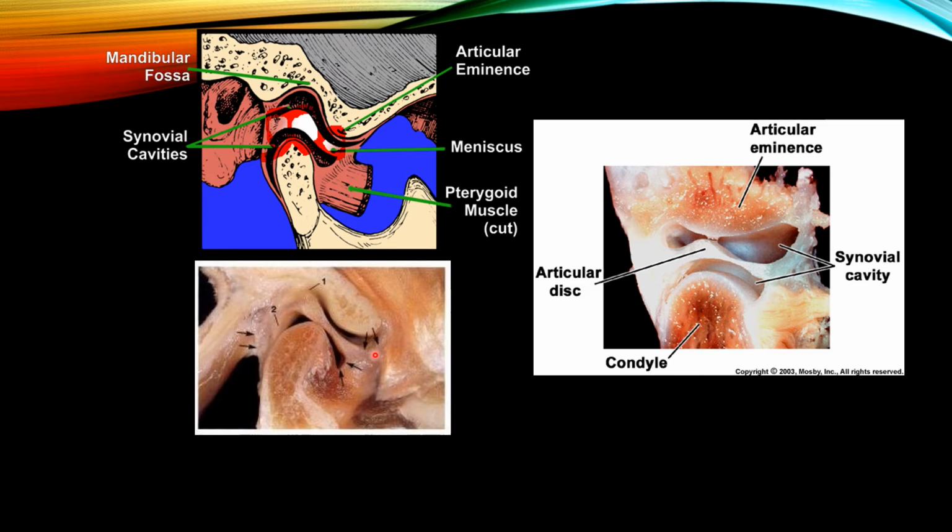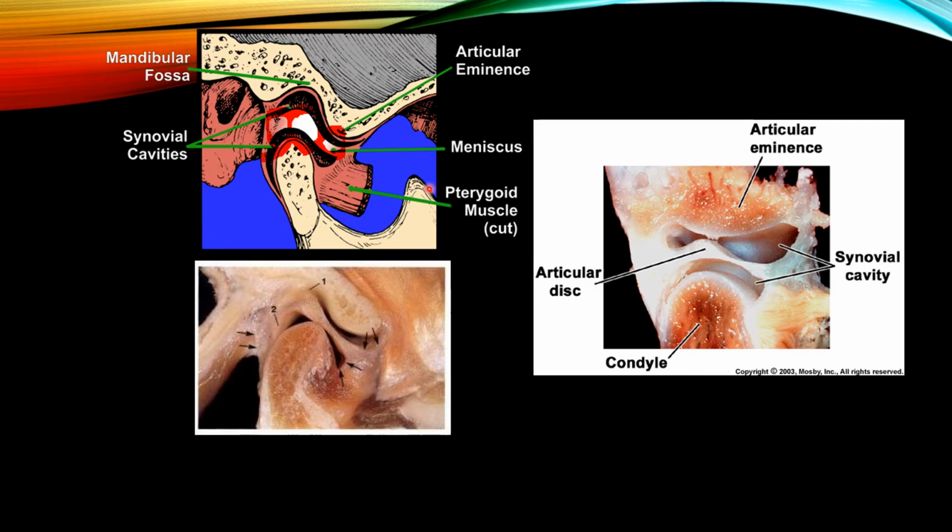And for functional purposes, we have divided it into three parts: the anterior part, the intermediate part, and the posterior part. The thickest part is the posterior part, followed by the anterior part and then the intermediate part. As you can see, the thinnest part is the intermediate part, and this is where the condylar head rests during its rest position.